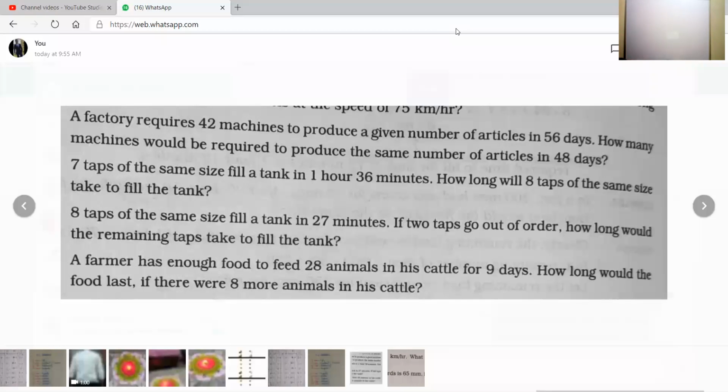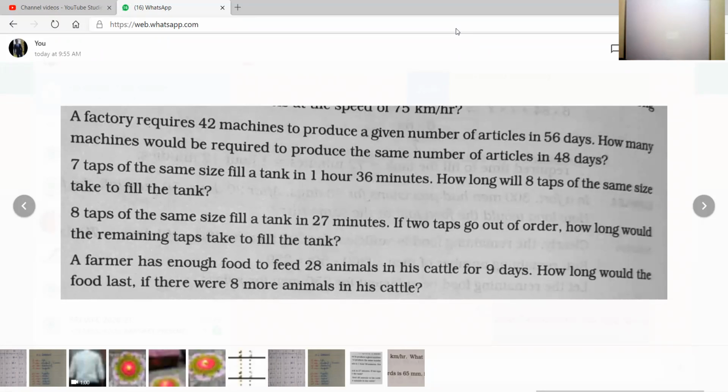The first question is, a factory requires 42 machines to produce a given number of articles in 56 days. How many machines would be required to produce the same number of articles in 48 days? Now, you have the number of machines and the number of days to complete some work.